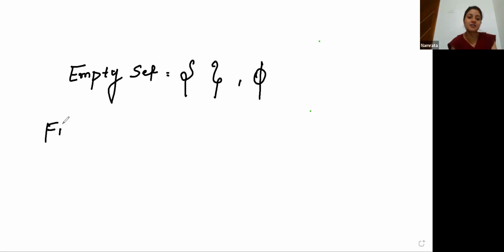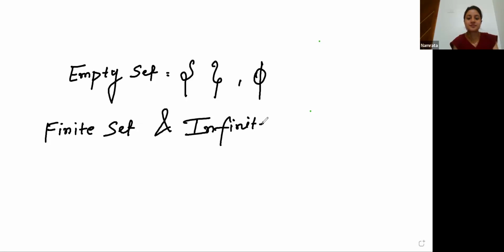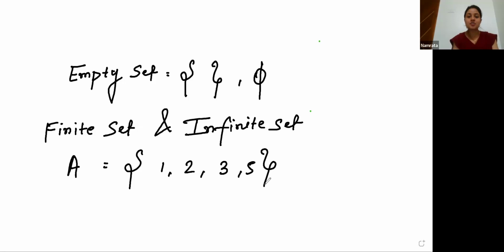So finite set and infinite set. Here, if we focus on the name, the finite set, the name is saying all about itself. Finite means having a certain number of elements. So suppose there is a set A containing a few elements like 1, 2, 3, 5. This is an example of a finite set.